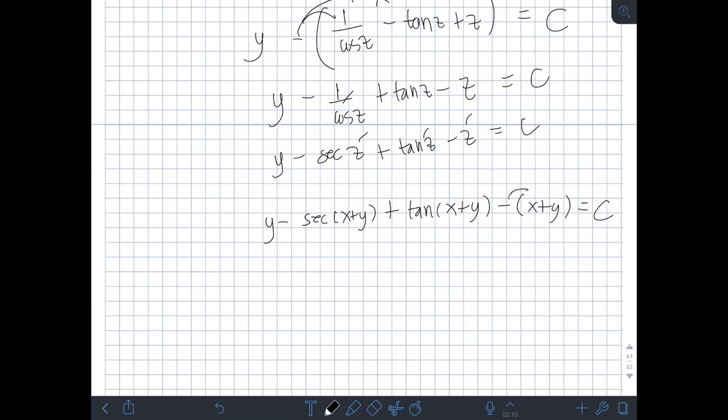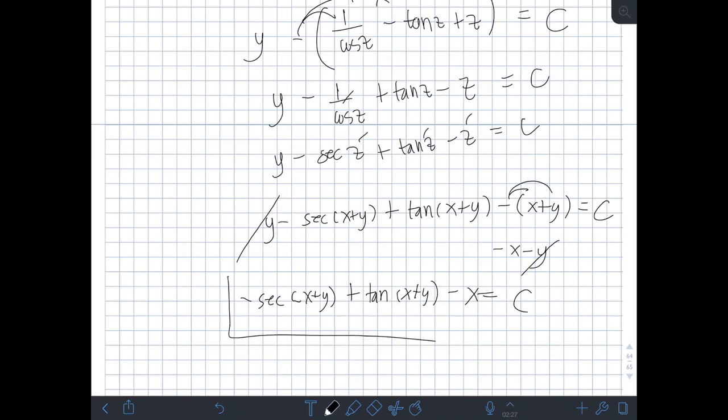So, distribute ko tong negative dito. So, parang magiging negative x minus y. So, maka-cancel si y. Right? So, magiging negative secant x plus y plus tan x plus y minus x equals constant. Okay, so therefore, this is the final answer. Okay?